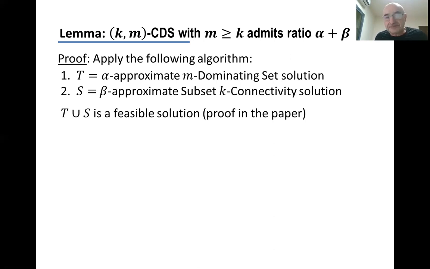So the first thing to observe is that the union of T and S is a feasible solution, and I will not prove it. You can find the proof in the paper. Actually, you cannot find the proof in the paper. You can find references, at least 3 references to papers where it is proved. But it is a known fact. I will not prove it. I'll just sketch why this is an alpha plus beta approximation ratio.